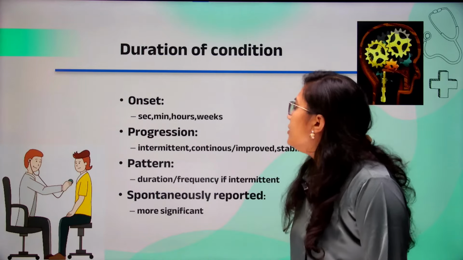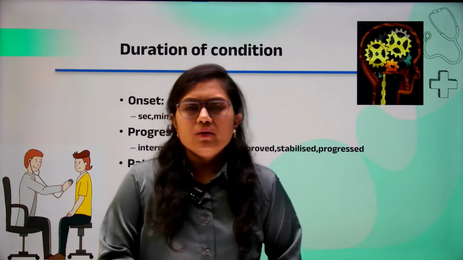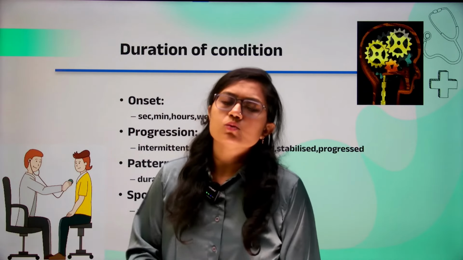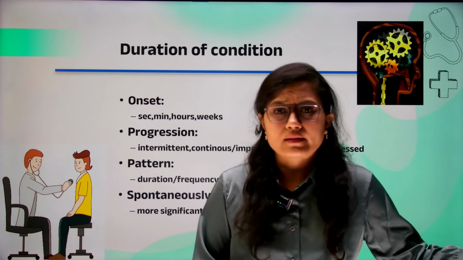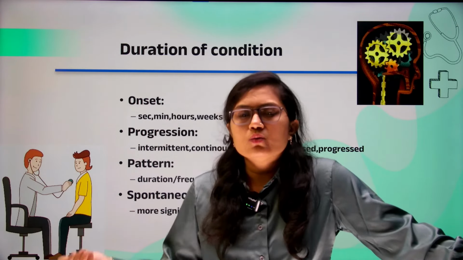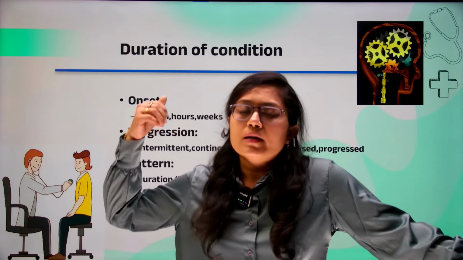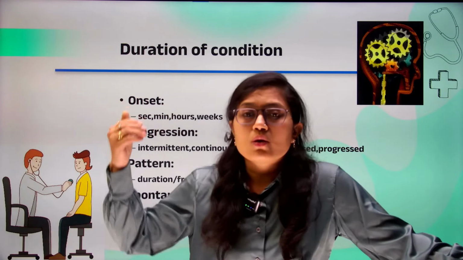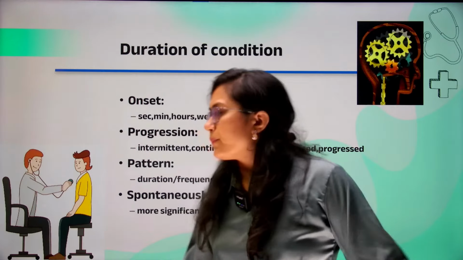Then we can go with the duration of the condition. Not only in neuro but in all conditions, we need to know exactly when the onset occurred. Like if the patient has had a road traffic accident, a fracture, or a stroke, we need to know from when the symptoms started. Whether it is just a day before, one month back, or one year back. According to that we can get to know how the prognosis needs to go.